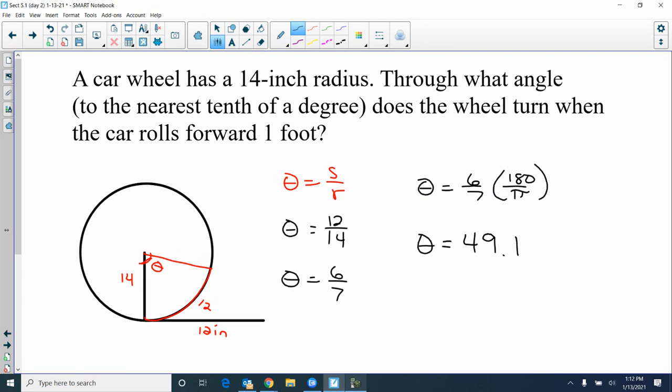Now, a little bit of a check. 6/7 is less than 1, right? Remember, what is 1 radian equal to in terms of degrees? We did this earlier. 1 radian is about 57.3 degrees. So you know it should be a little bit less than that. So that's just a quick check. All right, flip it over on the back.